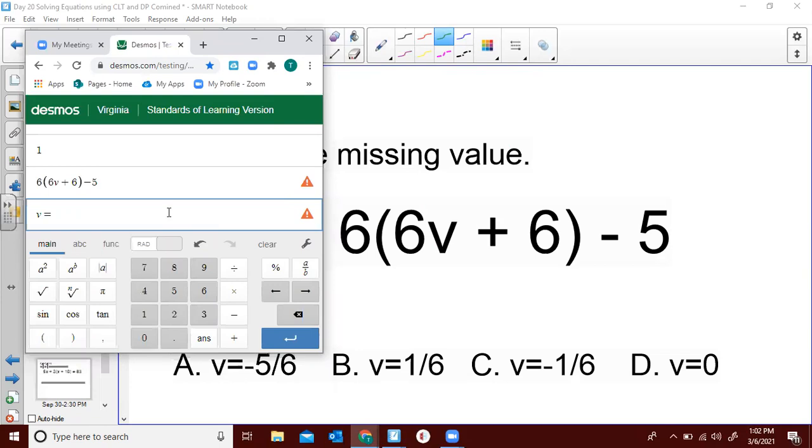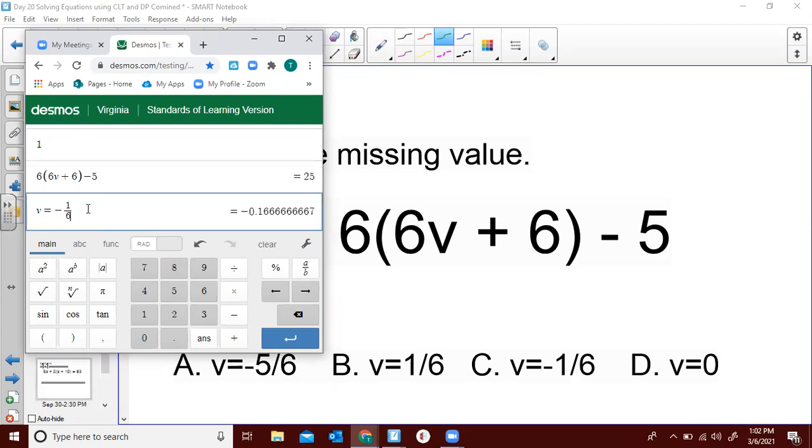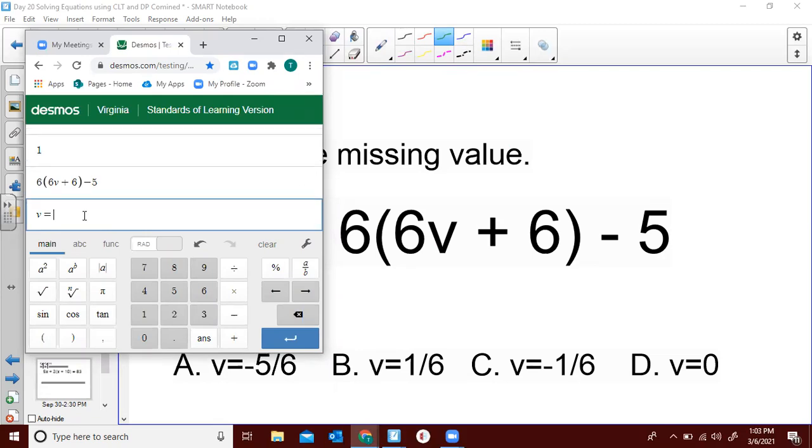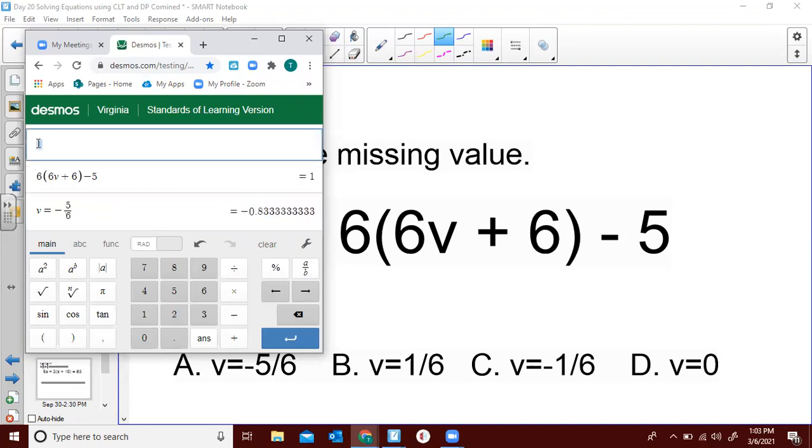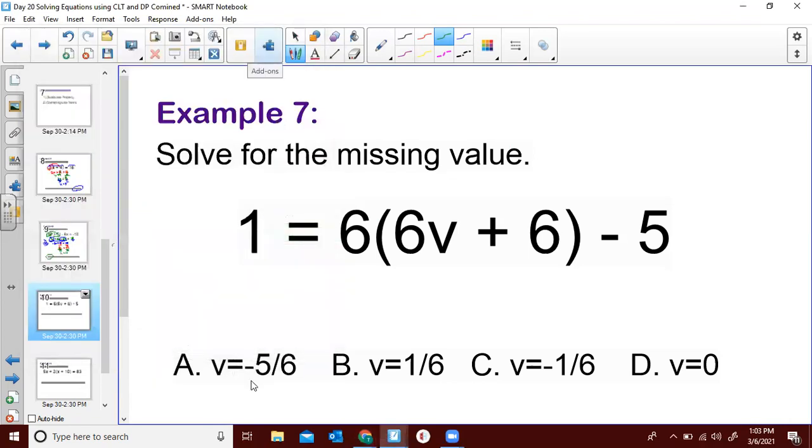So I'm going to go ahead and test 0 first. Let's see what we get here. Oh, I get 1 and negative 31. So not a good answer. Let's try negative 1/6. I get 1 and 25. Let's try positive 1/6. I get 1 and 37. So these are not equal. Let's try negative 5 divided by 6. You'll see that I get a 1 and a 1. Left and right side are equal. My correct answer is A.